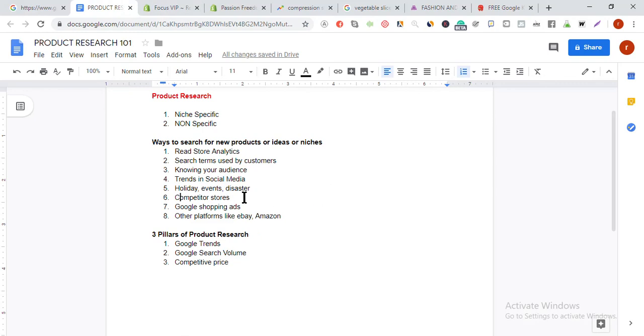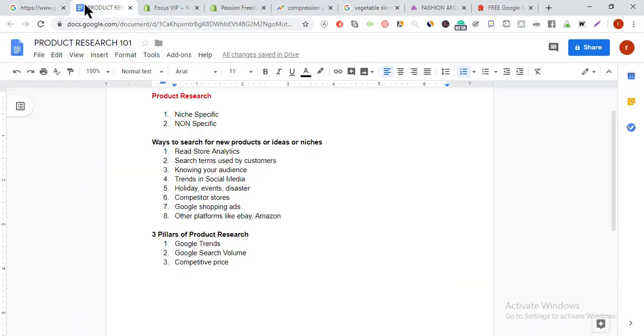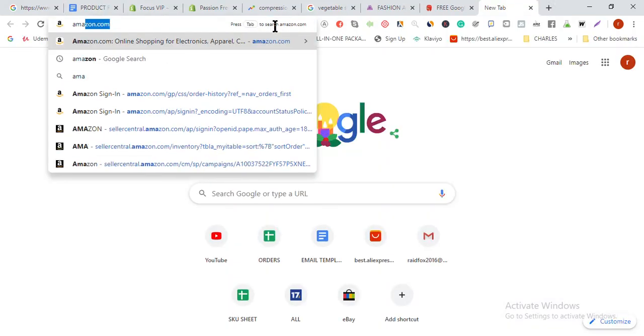So we did the competitor stores. Google Shopping ads, we did that too. By referring to these ones, you can find competitors. Other platforms like eBay and Amazon, we can do that as well. So let's go for Amazon as an example.